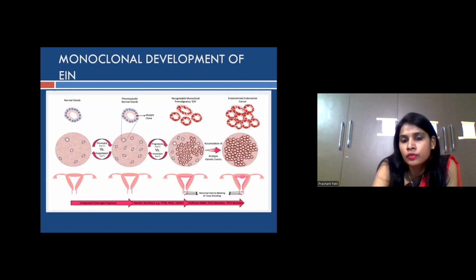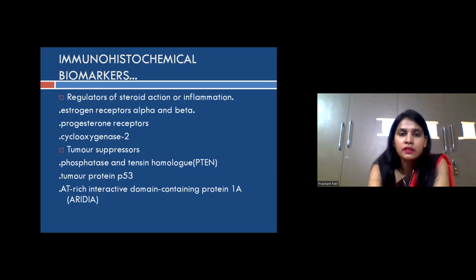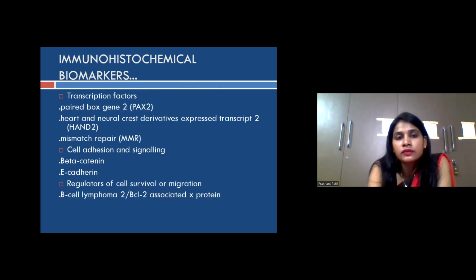So the genetic mutations can be in PTEN, PAX2 or HAND2. These are, as we said, the regulators of steroid action or inflammation. There are estrogen receptors, which are alpha and beta receptors, progesterone receptors, cyclooxygenase 2, and the tumor suppressors are PTEN and P53. So any kind of mutation in these genes can be the cause for endometrial hyperplasia. Transcription factors are there, PAX2, HAND2, mismatch repair, and so on.